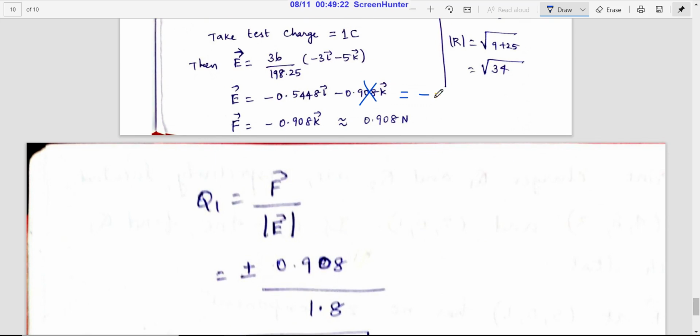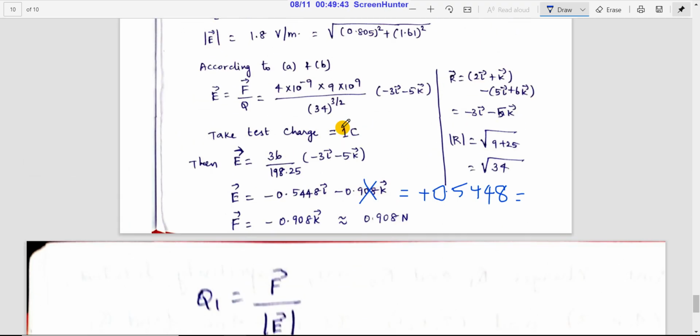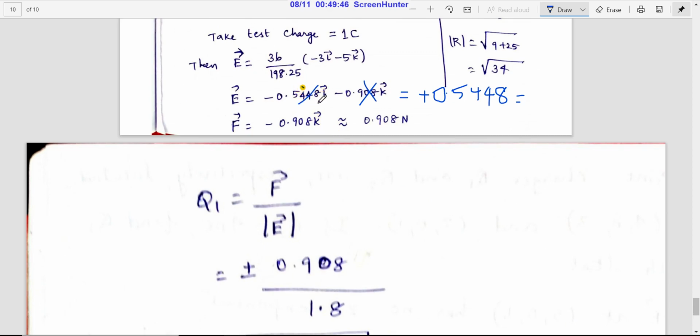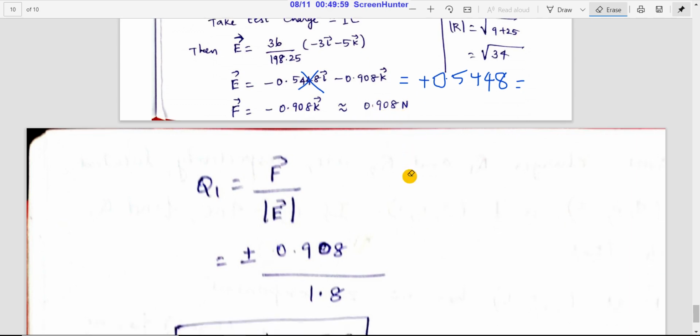Then you will be getting minus 0.5448 i vector, or you can say this is plus 0.5448. But the F vector has no x-axis component, so this particular thing is to be eliminated. So you will be having minus 0.98 k vector, then you will be getting 0.908 newton.